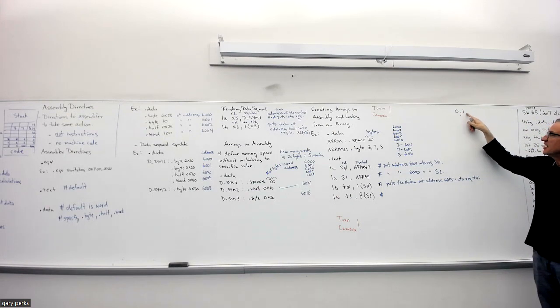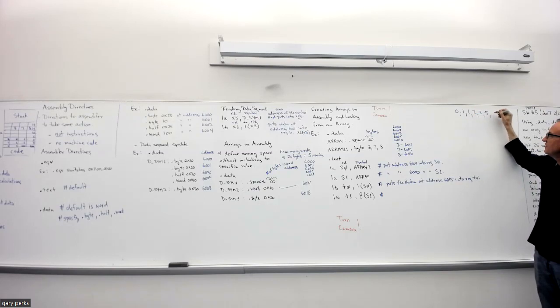So, to get the next number in the sequence, we take 0 plus 1, 1. Then 1 plus 1, 2. Then 1 plus 2, 3. Then 2 plus 3, 5. Then 3 plus 5, 8. 5 plus 8, 13, and so on. You just keep on going.